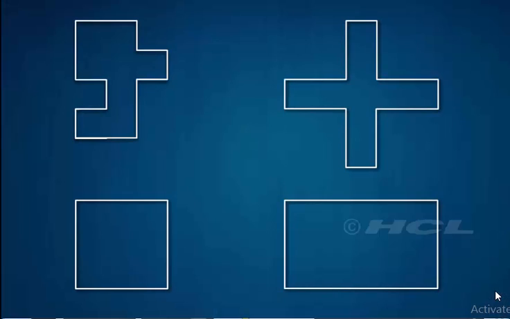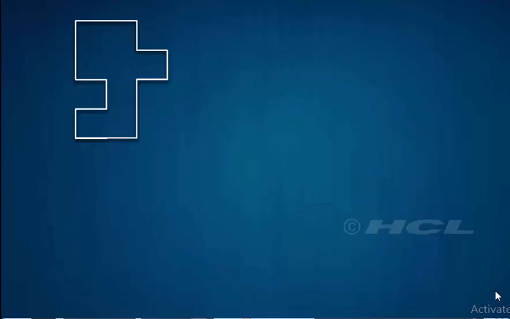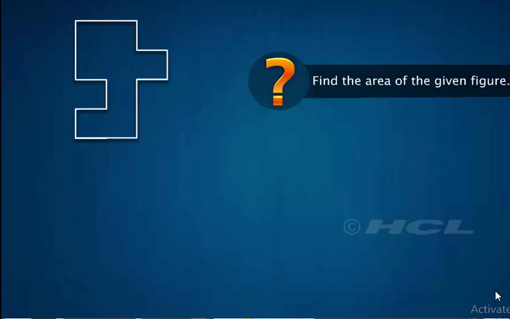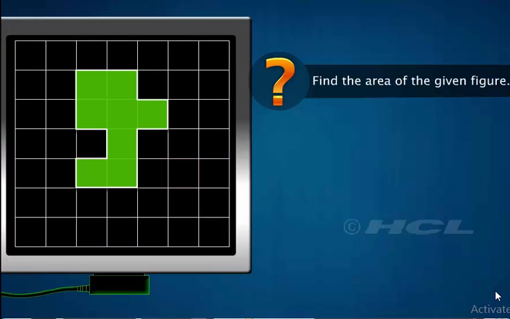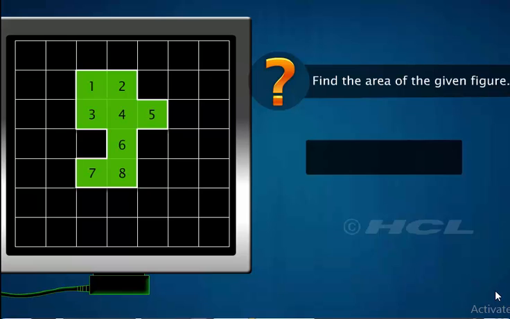Observe these figures. Let's see how we can find the area of each of these figures. First, let's find the area of this figure. We can use grids to find the area. Let's say that each square is 1 unit length. Hence, this figure has an area of 8 square units.